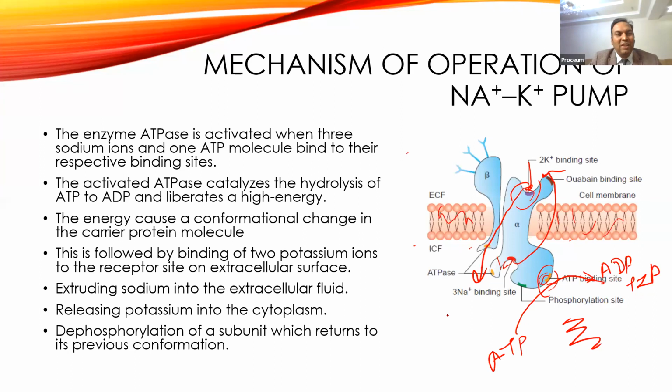It occurs in almost each and every cell of our body. Yeah, the alpha subunit has an ATP binding site. I already told you, the beta subunit is just an anchoring subunit. Yeah, you know, RBC also.